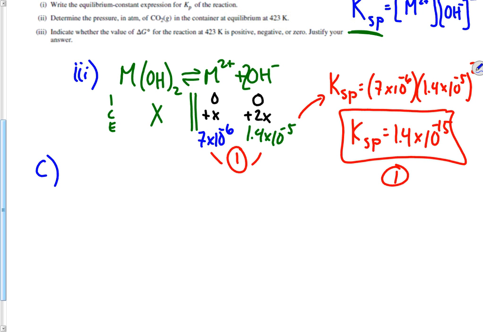Okay, so in general, which one has the greater molar solubility? You just look at the answers. I mean the values of K.